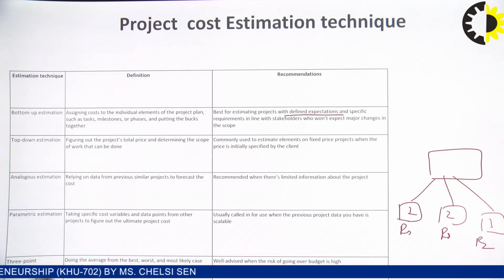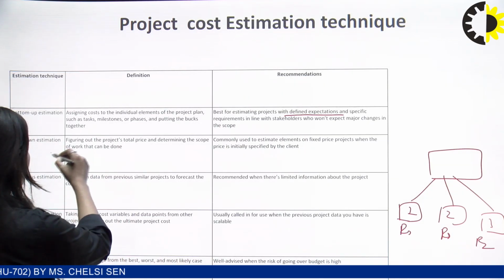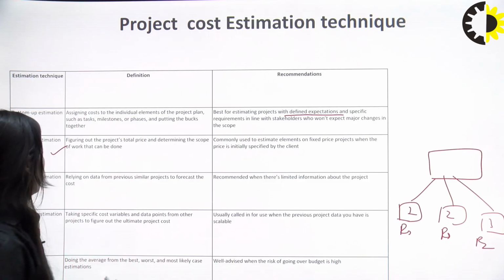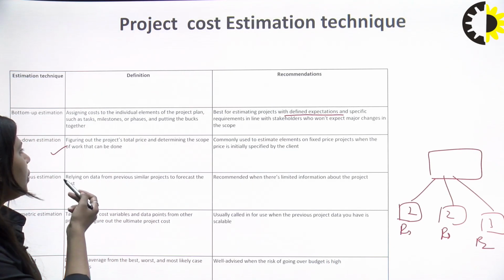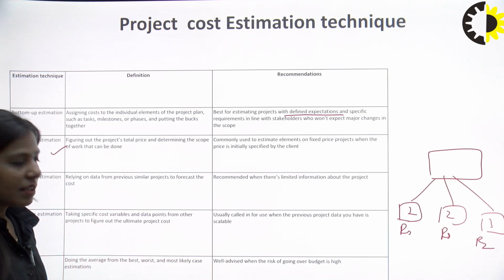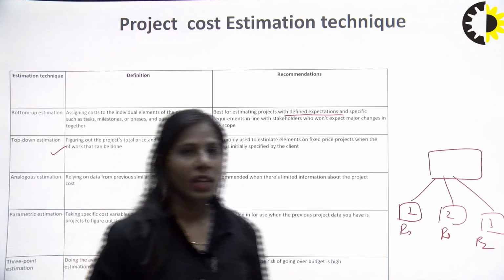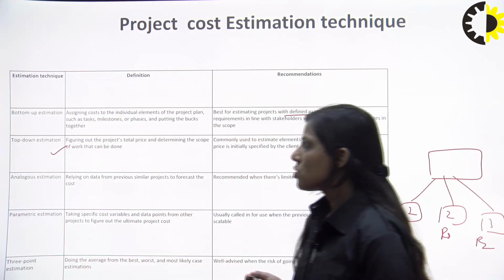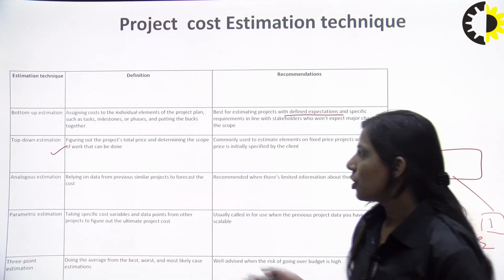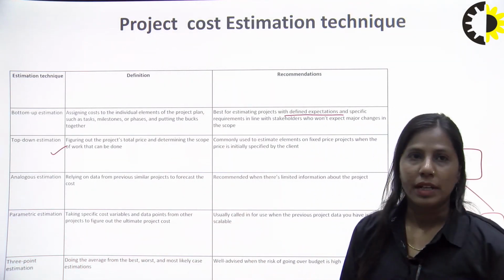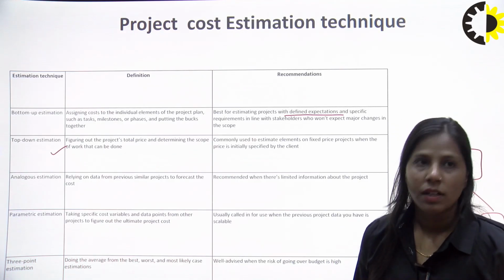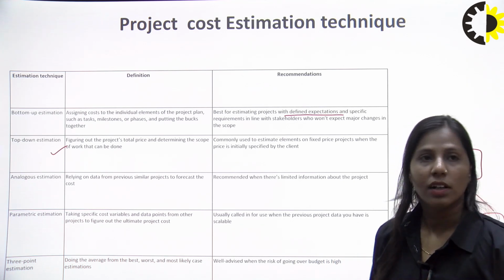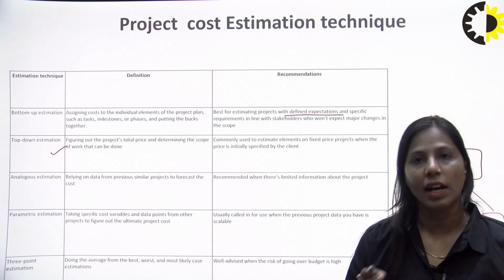Now talking about the top down estimation, we are figuring out the project's total price and determining the scope of the work that can be done. Means in case of the top down approach or top down estimation, we are talking about the project's total price, then we are dividing it into the particular work, what work can be done. So first we are defining the total price, then we are dividing the things.